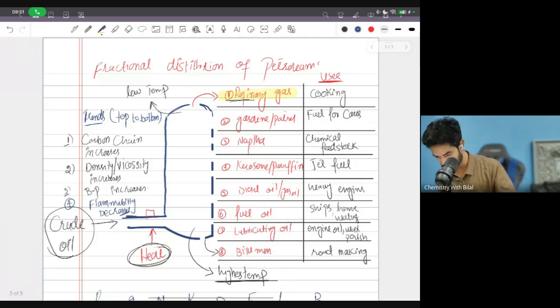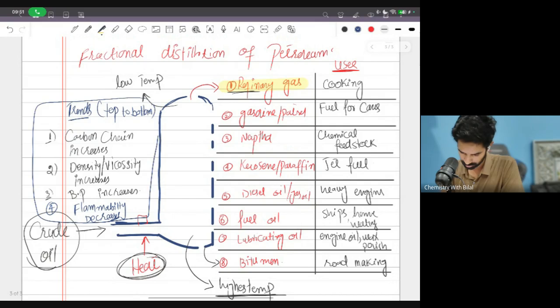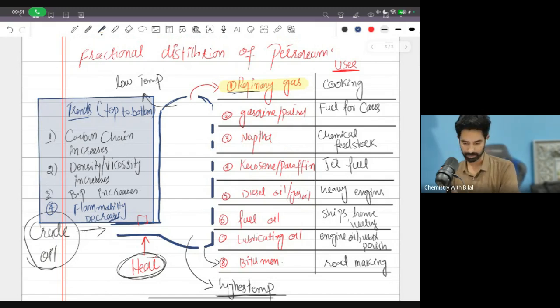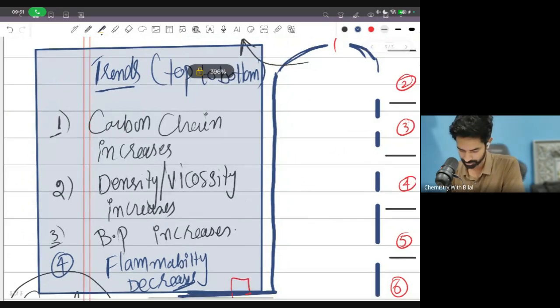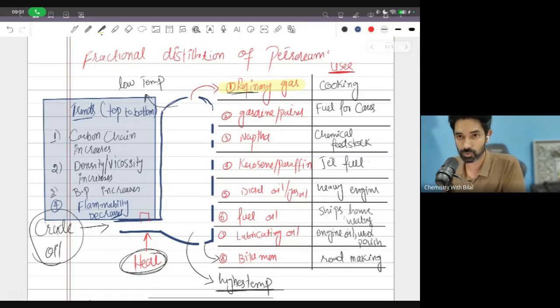So let's revise the use of each gas. Refinery gas has the lowest boiling point, least viscous, least number of carbon atoms, and is highly flammable. ऐसा ही कहा मैंने. If you look at these trends, everyone, extremely important. So what are these trends? Trend says as you move top to bottom, the carbon chain increases, the viscosity increases, the boiling point increases, but the flammability decreases, right? So वो आपसे पूछ सकता है, name the fraction used as jet fuel.